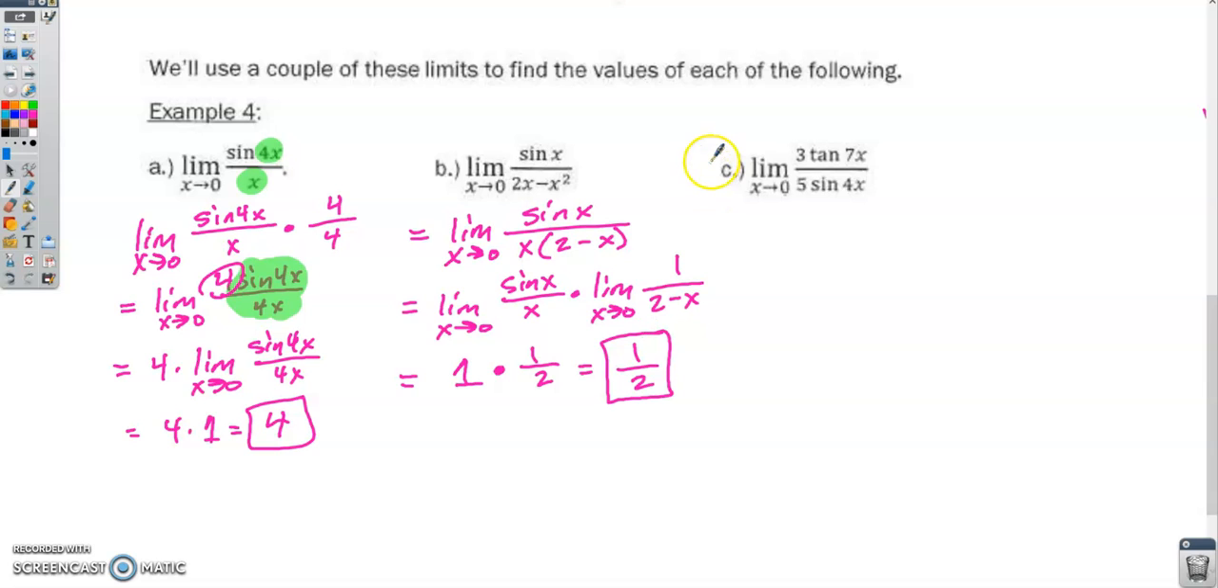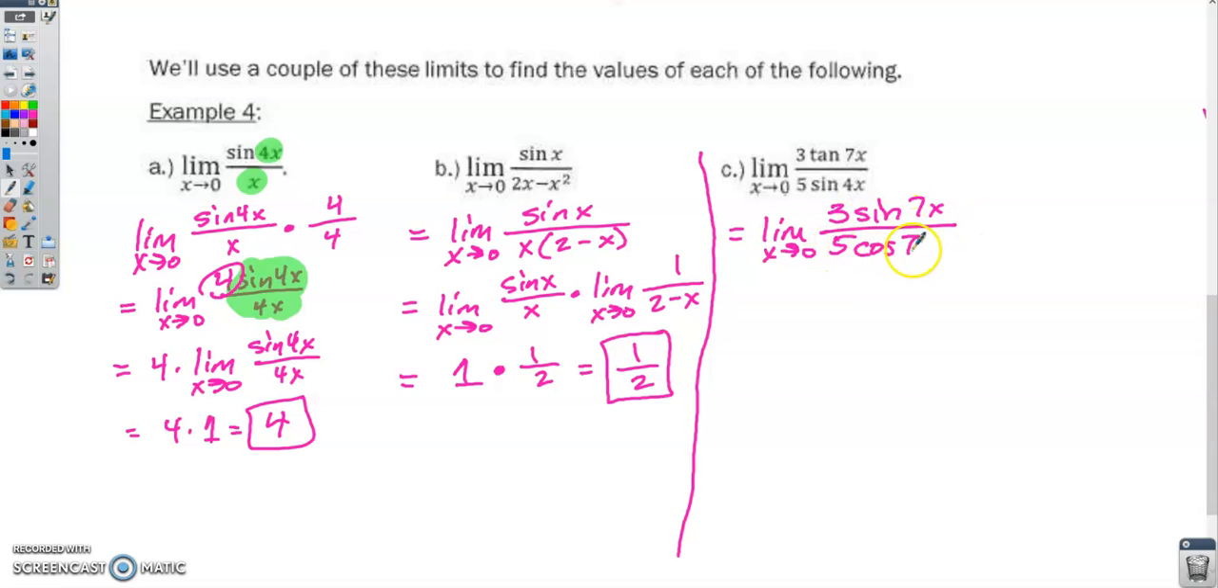All right, let's look at example C. Limit as x goes to 0 of 3 tangent of 7x over 5 sine of 4x. And we're going to find the value of this. The first thing I'm going to do is turn that tangent of 7x into sine over cosine, which turns this problem into 3 sine of 7x over 5 cosine of 7x sine of 4x.